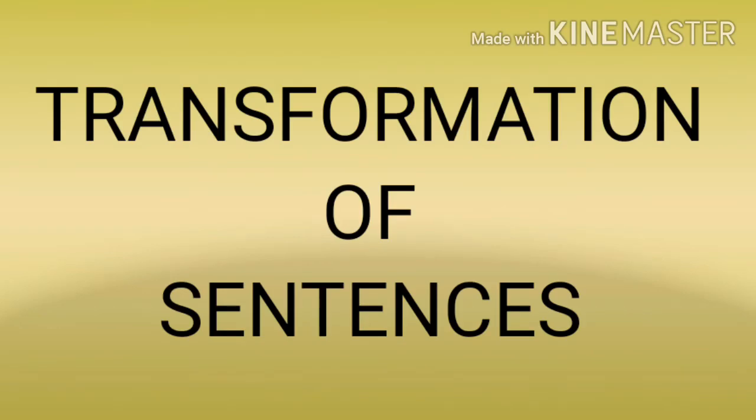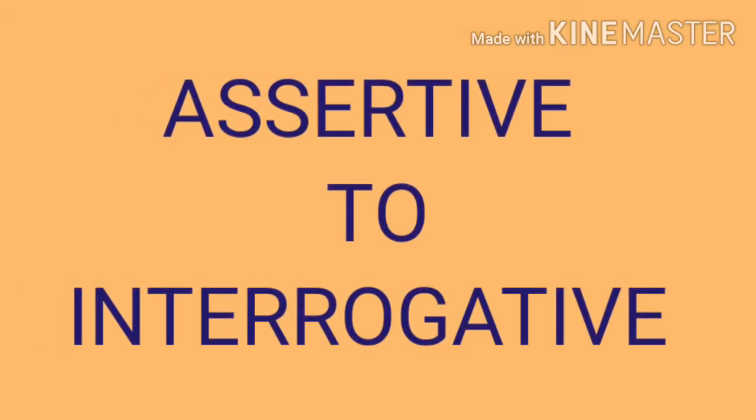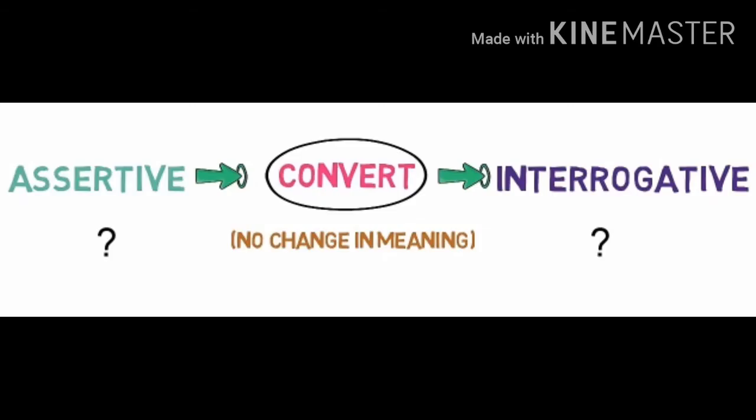Here we are going to continue our grammar section, transformation of sentences. In the previous video, we have seen how to convert assertive sentence to exclamatory sentence. Now in this video, we are going to learn how to convert assertive sentence to interrogative sentence. So we'll learn how to convert assertive or declarative sentence to interrogative sentence. For that, we'll first learn what is an assertive sentence and how to convert this sentence without changing the meaning.